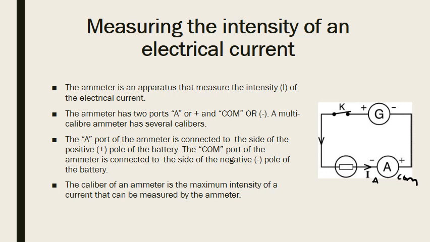The A port of the ammeter is connected to the positive pole of the battery. So as you can see here, I wrote A here for a reason, because the A should always be on the positive side of the battery. The COM port of the ammeter is connected to the negative pole of the battery. So here you can see that the COM is always on the negative pole of the battery. The caliber of the ammeter is the maximum intensity of the current that can be measured by the ammeter.